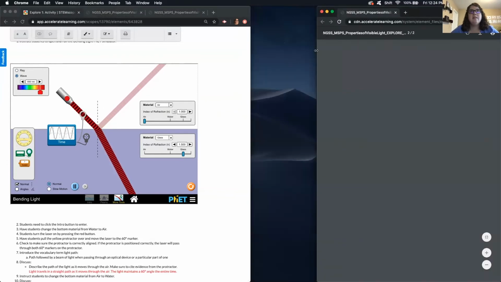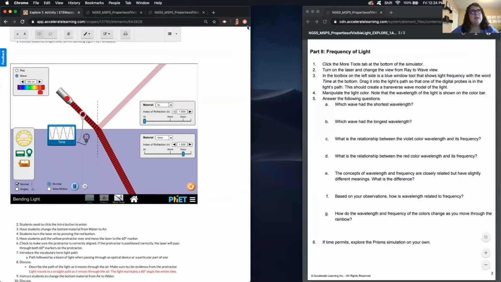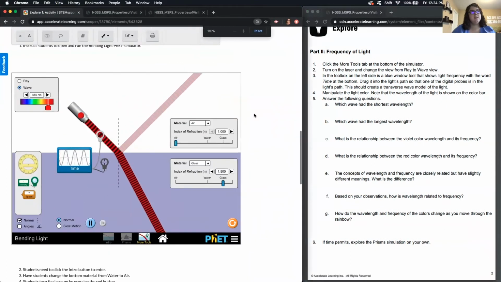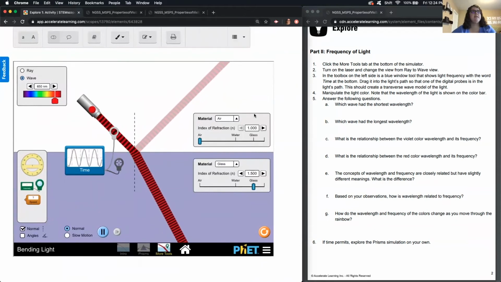I'm going to make this a little smaller so that we can focus on the simulation. That's a little easier to see. Now, you notice this number here is the length of the wavelength. It's in nanometers because they're small. Okay. Now, what kind of wave is being shown here?